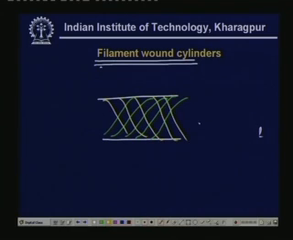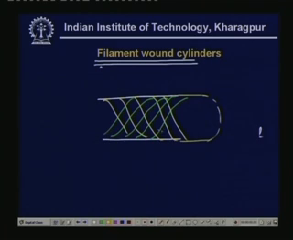So this wrapping depends upon the type of this head. In one direction it is helically wrapped, and then again on the cylinder head it is wound and taken to the other side. So there is an integrated pattern of wrapping over here.